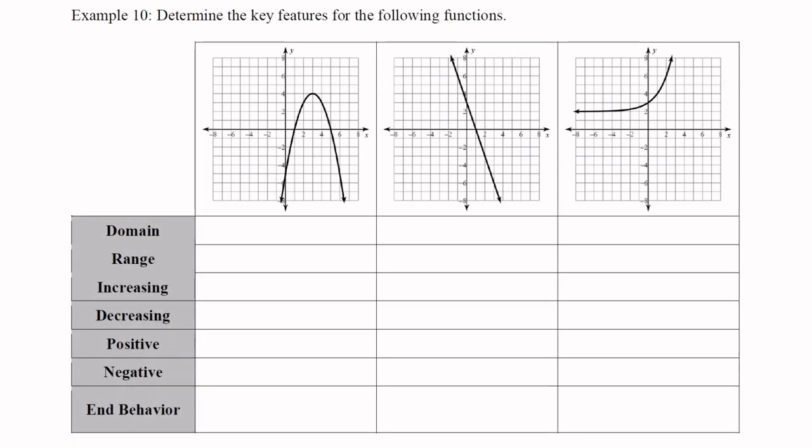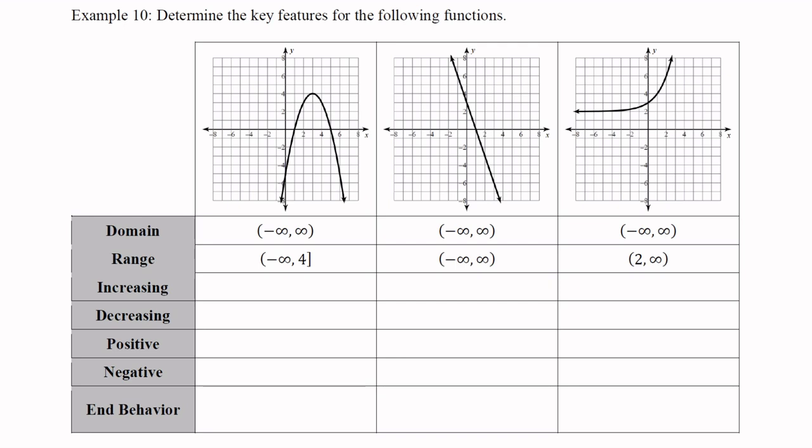Let's look at these three. The domain for the first one is negative infinity to positive infinity, same for the linear and exponential functions. The range for the first one is negative infinity to 4. The linear function is negative infinity to positive infinity. And for the exponential, the asymptote to infinity, so 2 to infinity.